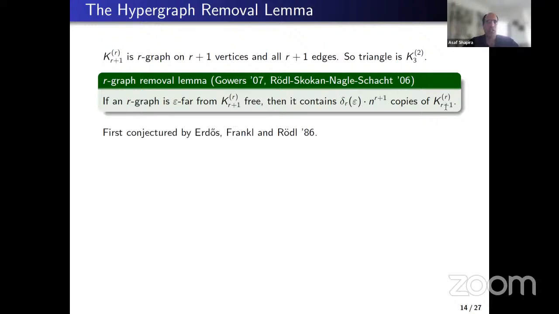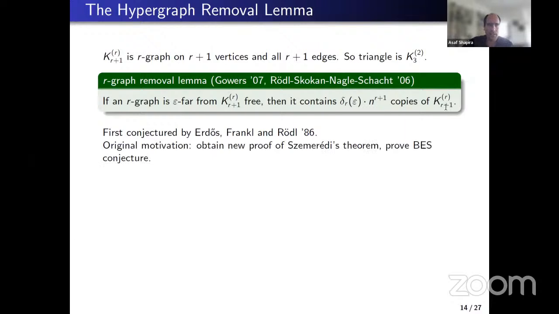Now, this theorem was first conjectured by Erdős, Frankl, and Rödl in the 80s. The original motivation was to give a new proof of Szemerédi's theorem, about the fact that r_k(n), that I defined earlier, is little o of n, and also as a way to prove the Brown-Erdős-Sós conjecture. Now, the main challenge in proving the removal lemma is to find a regularity lemma for r-graphs that will use the correct notion of epsilon-regularity.